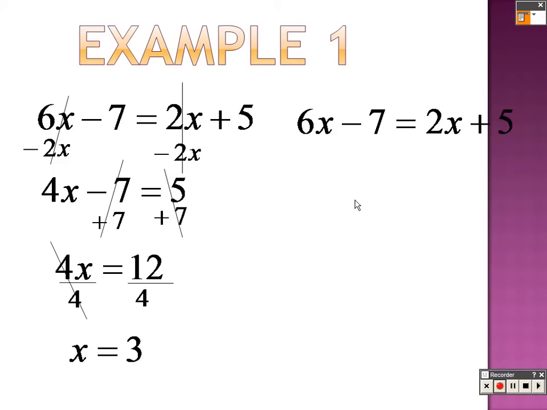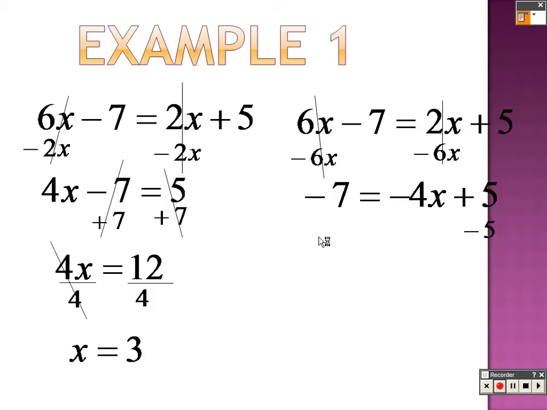So, just showing you here, you could do this another way. If you wanted to, I could subtract 6x from both sides. Those cancel out. I have a negative 7 left over on this side, and a negative 4x and a positive 5. Because I moved all my x's over to the right, now I'm going to move all my numbers over to the left. Because this is a positive 5, I'm going to subtract 5 on both sides.